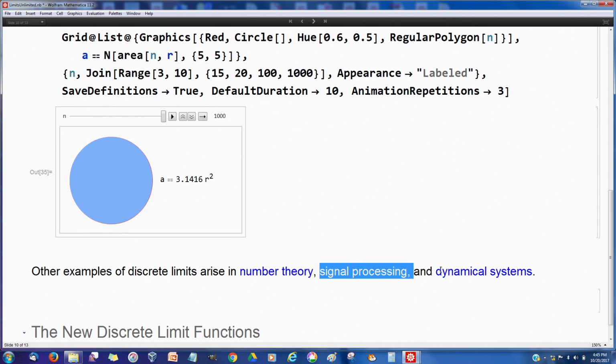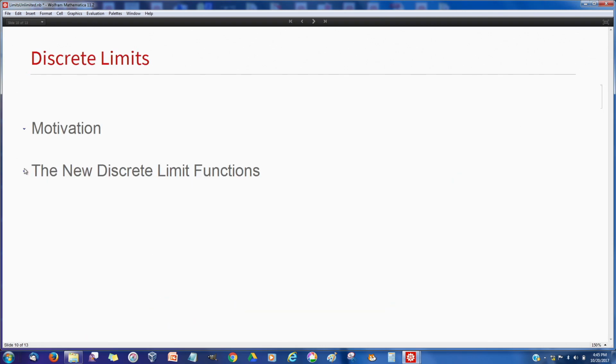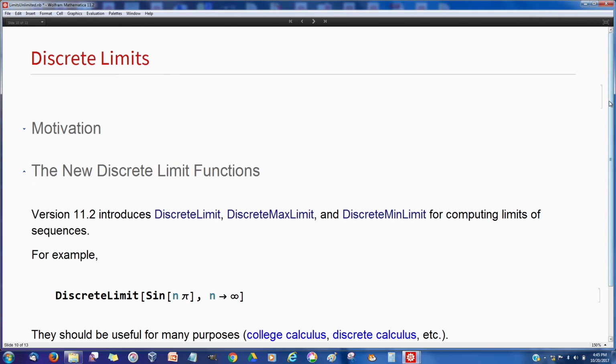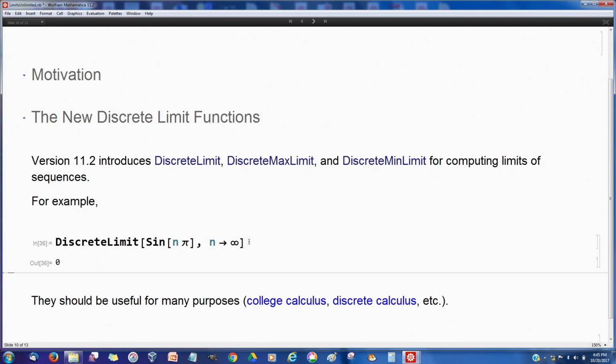So you don't need discrete limits all the time. And we have kind of been able to compute them, usually incorrectly in previous versions. So we really need this new layer of solvers for discrete limits. And so we've gone ahead and added discrete limit, discrete max limit, and discrete min limit, which are the discrete counterparts of limit, max limit, and min limit. So for example, over here, you have sine of n pi, that's just 0, and the solver knows that the n over there is just an integer. That makes life much more convenient for everyone.